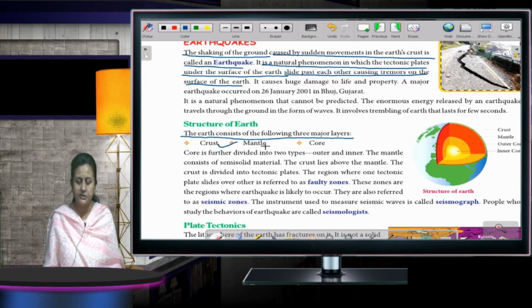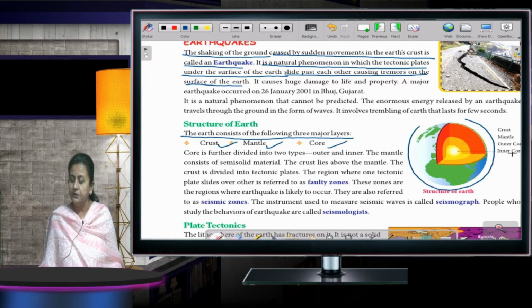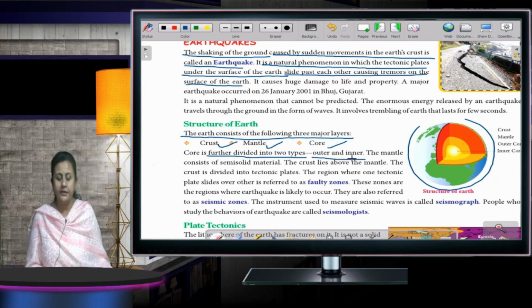First is crust, mantle and core. As you can see in this diagram also. First is inner core, outer core, mantle and crust. Okay. Core is further divided into two types, outer and inner. Okay. The mantle consists of semi-solid material. The crust lies above the mantle. It's very easy.